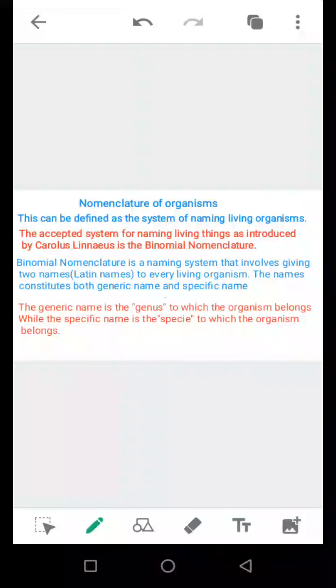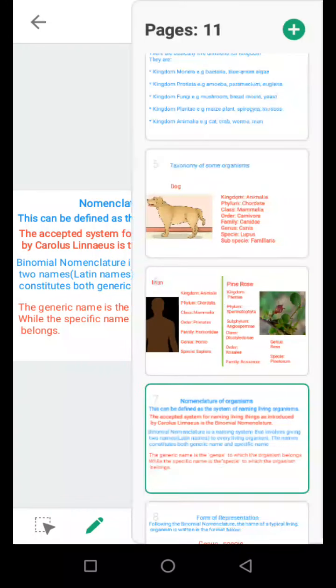The two names are Latin names to every living organism. The names constitute both the generic name and a specific name. The generic name is the genus to which the organism belongs, while the specific name is the species to which the organism belongs. In the next slide, we'll see how this is done.